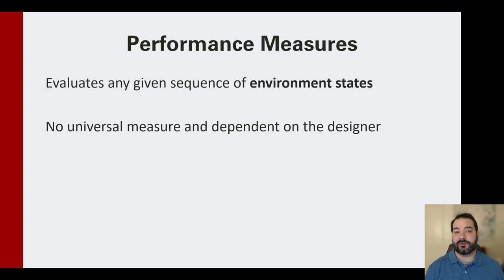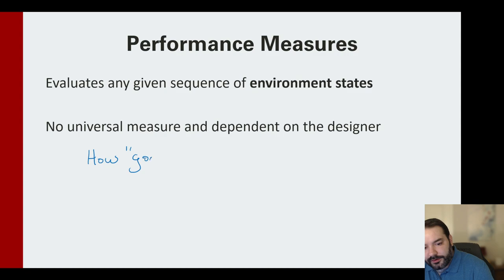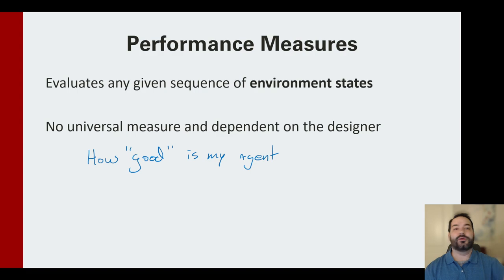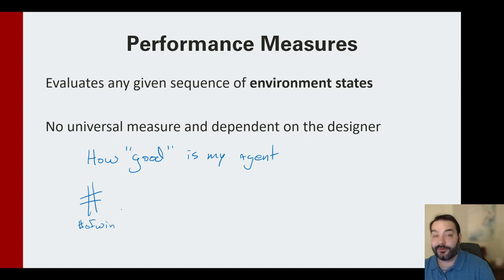And that starts to get us into what we would call our performance measures. Essentially, we're trying to evaluate how good is my agent. Now, as you can clearly see from the slides, there is no universal measure that decides these types of things. A tic-tac-toe playing agent versus a self-cleaning robot agent versus a Minecraft playing agent, each one of those is going to act and behave differently, and they're going to have different goals associated with them. If we're thinking about tic-tac-toe, we would want number of wins. We would want to ensure that we are always winning.